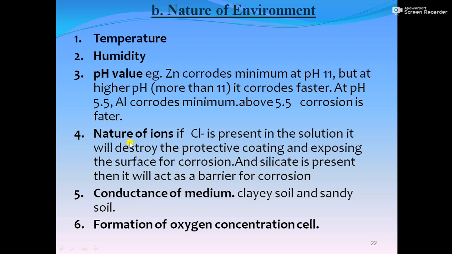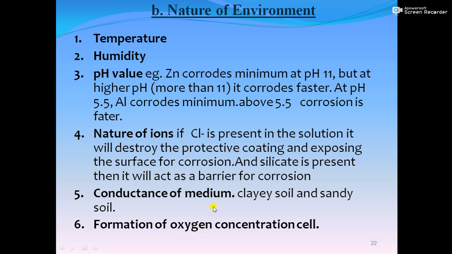Then the fourth one is the nature of ions present. The presence of anions like silicate in the medium leads to the formation of an insoluble reaction product which forms a barrier and inhibits further corrosion. Whereas if chloride is present, it destroys the protective and passive surface film, exposing the metal surface for fresh corrosion. In simple language, chloride ions, which are very small in size, can easily destroy the metal, but ions which are bigger in size, like silicate, can act as a barrier.